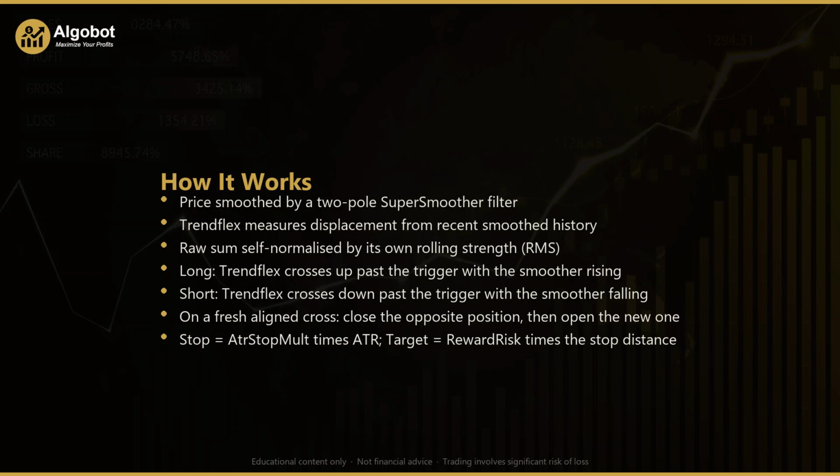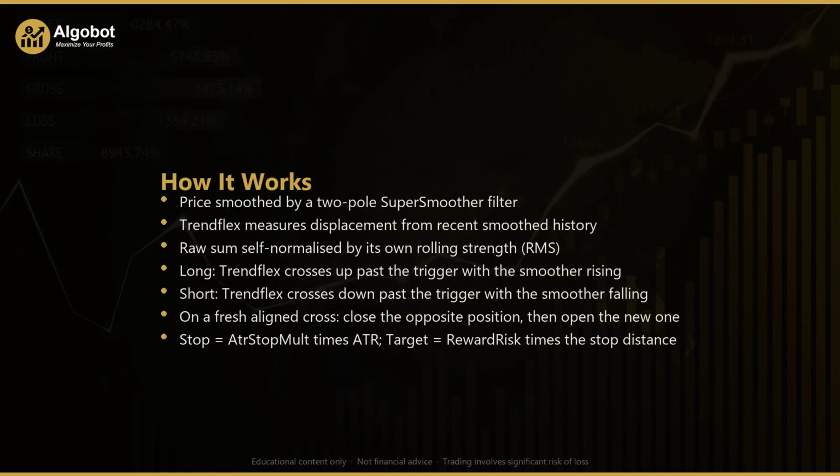Now let's walk through exactly how the strategy makes a decision, step by step. Everything happens on the primary time frame, and the logic is evaluated once per completed bar, so the strategy waits for a bar to close before it acts. The first stage is building the signal. Each new closed price is fed into the SuperSmoother filter, giving us a smooth, low-lag version of price. From that smooth series, the strategy calculates the Trendflex value.